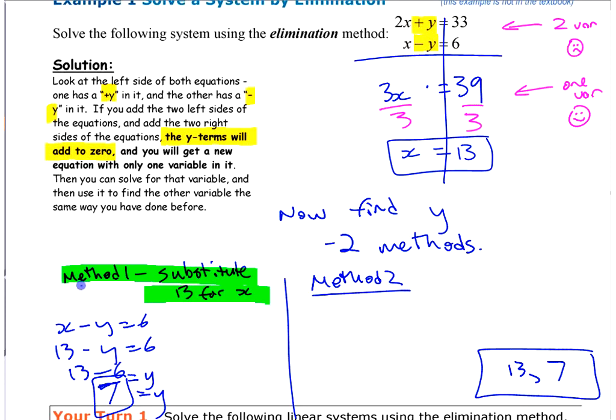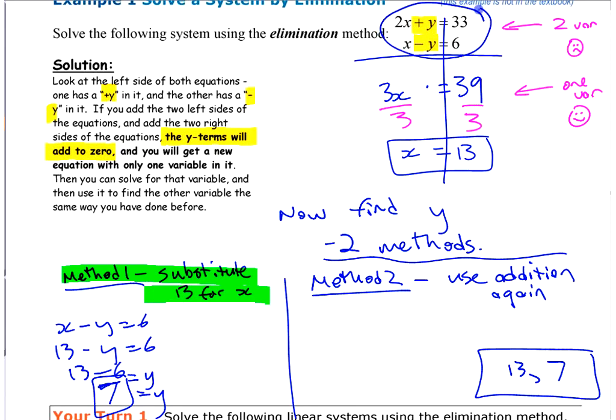Okay, the other method is to use addition again. We added these two to try and eliminate the y this time. It happened that the y got eliminated without us needing to do anything. We didn't have to multiply either one of them.